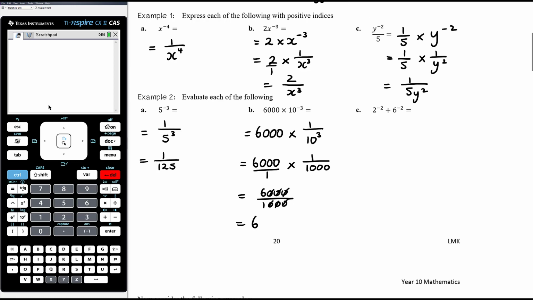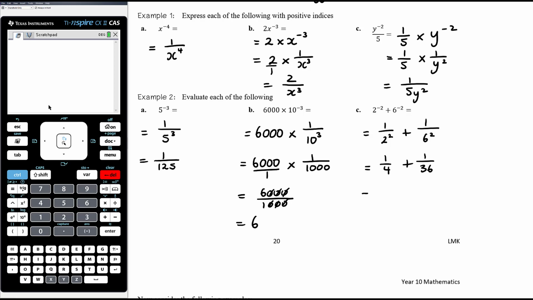Alright, if we have 2 to the power of negative 2 plus 6 to the power of negative 2, adding, there's no index laws for those, so you need to just focus on evaluating each of these things separately and then adding them together. So 2 to the power of negative 2 means 1 on 2 squared. 6 to the power of negative 2 means 1 on 6 squared. So 1 on 2 squared is 1 on 4. 1 on 6 squared is 1 on 36.